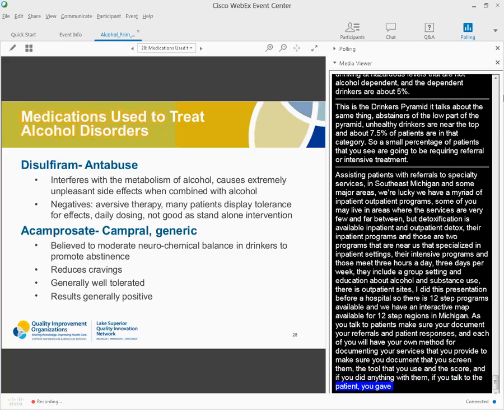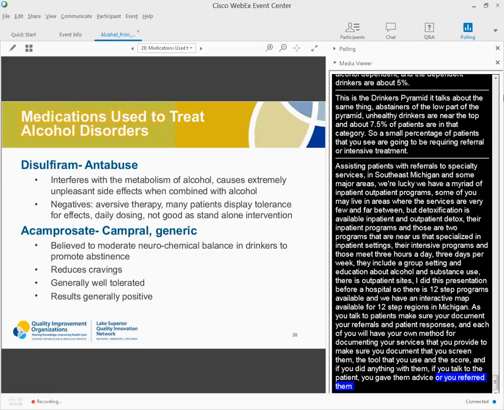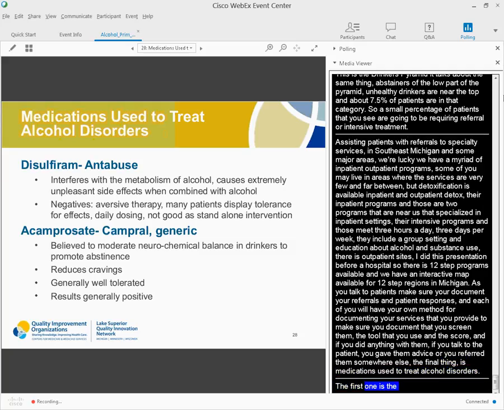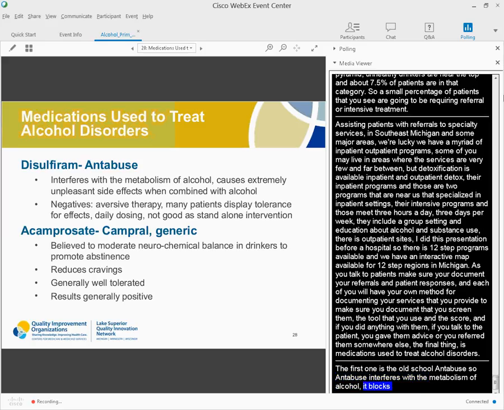Okay, final thing we have here is medications used to treat alcohol use disorders. So the first one is the old school Antabuse, or disulfiram. Antabuse interferes with the metabolism of alcohol. What it does is it blocks the breakdown of acetaldehyde into acetic acid in the body, which causes extremely unpleasant side effects. So if the person drinks alcohol, the alcohol can't break down.